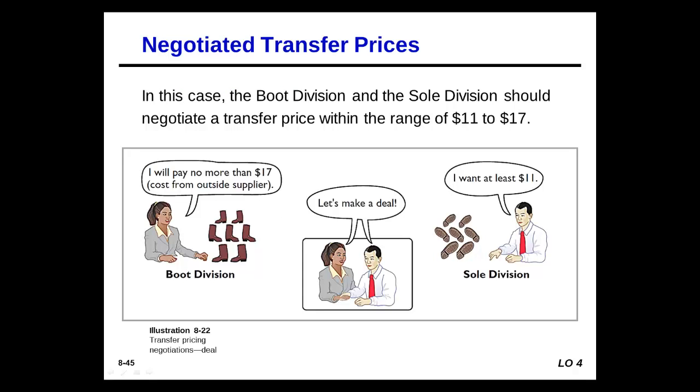As illustrated here, the boot division and the sole division should negotiate a transfer price within the range of $11 to $17. The sole division will receive a positive contribution margin from any transfer price above its variable cost of $11. The boot division will benefit from any price below $17.